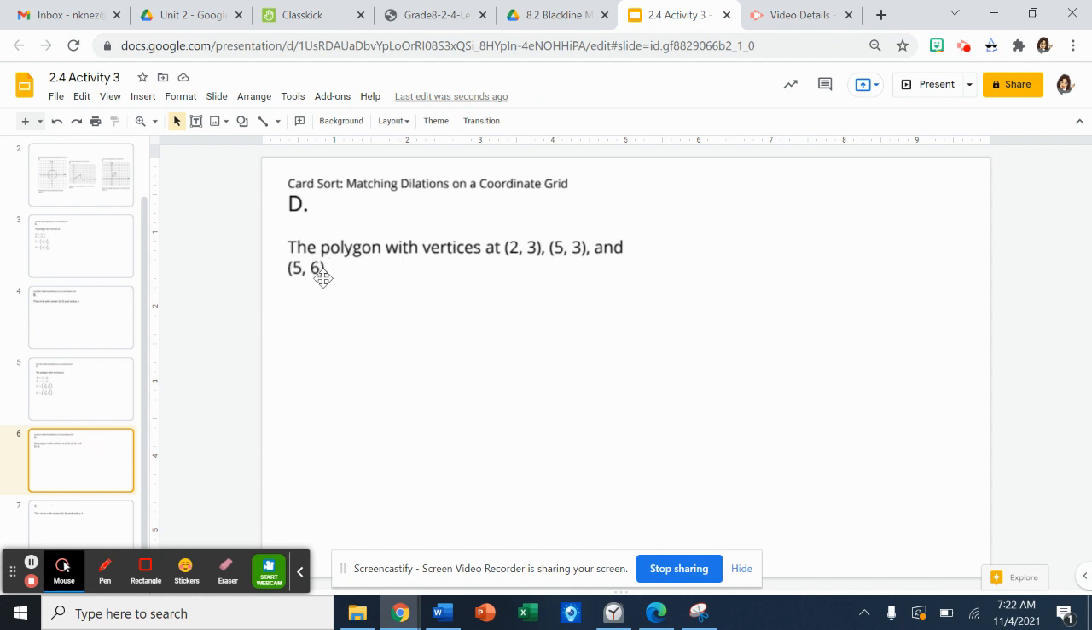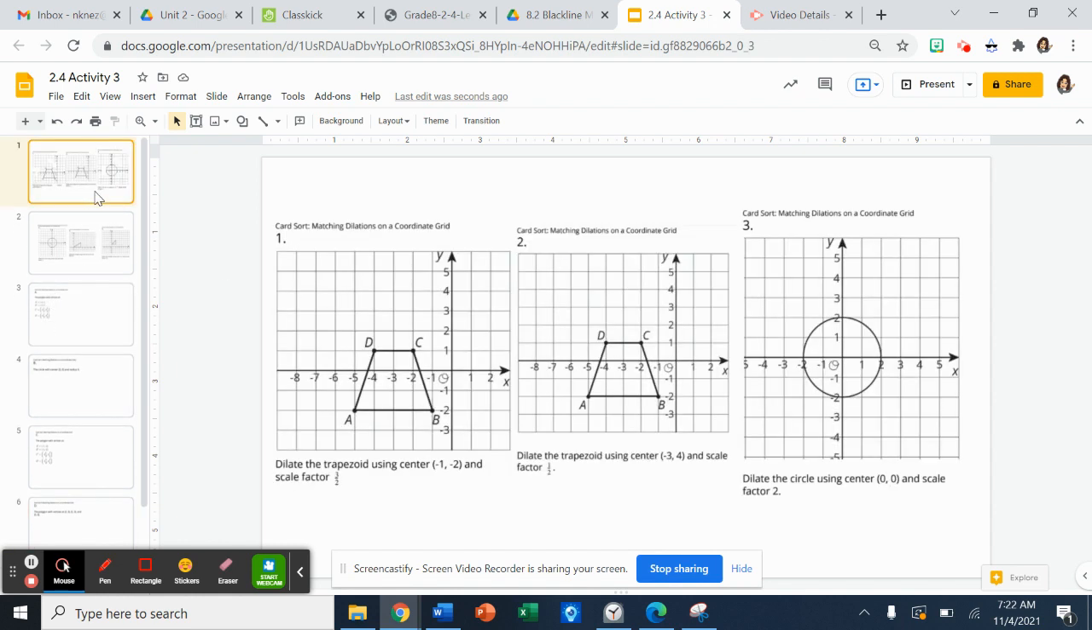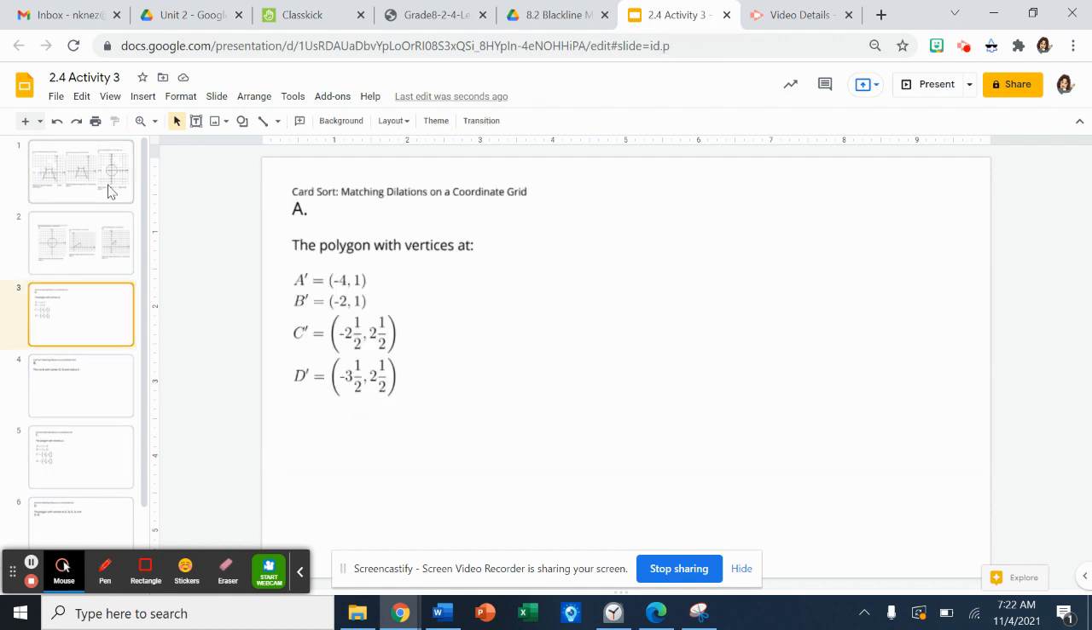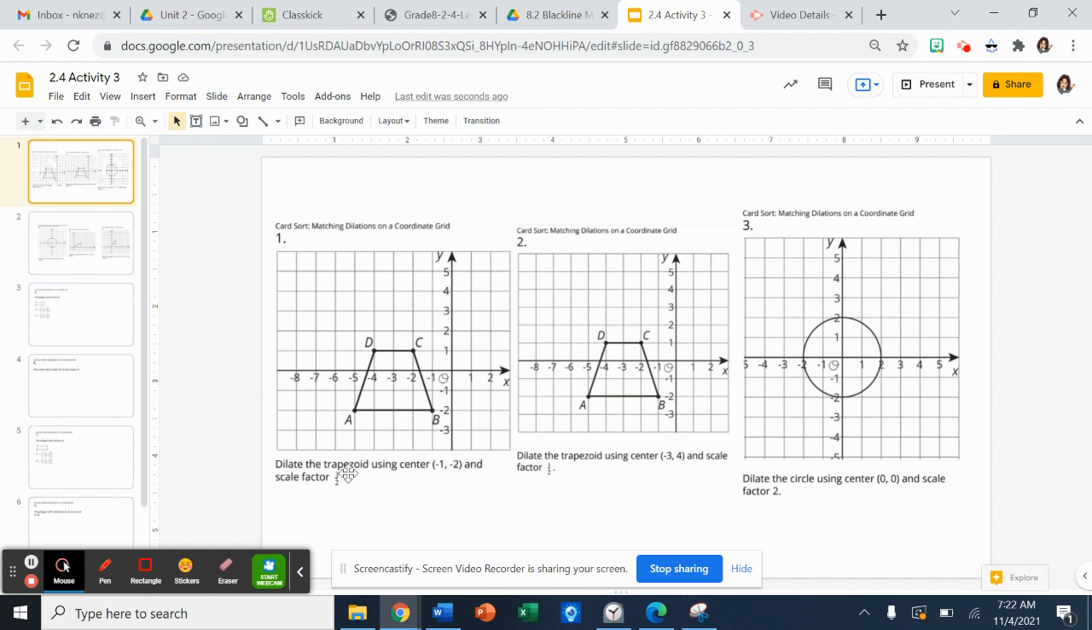For example, card D says a polygon with the vertices at (2, 3), (5, 3), and (5, 6). Your job is to find the card that matches the description. So for example, if I was looking at question 1, I know that I would need to dilate the trapezoid using a center of (-1, -2). So that would be right here, my center of dilation, and a scale factor of 3/2.